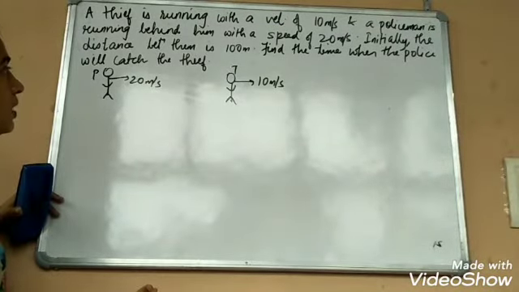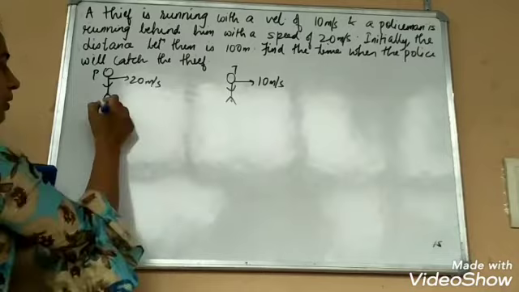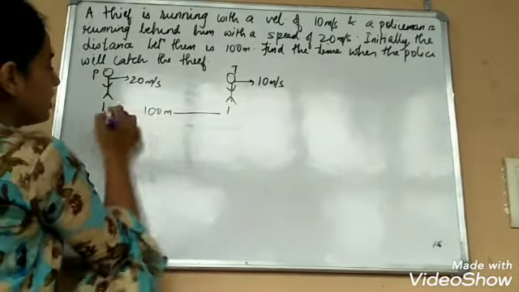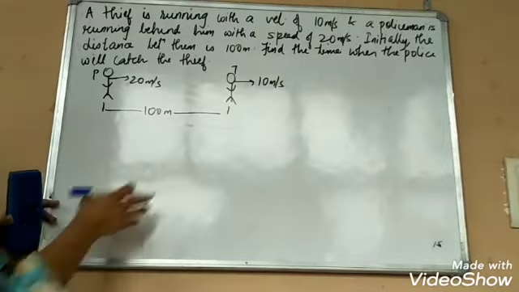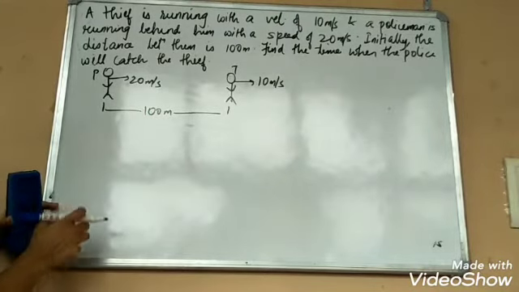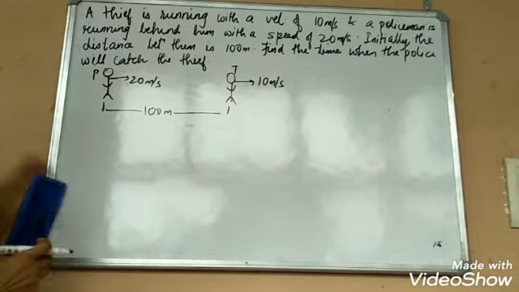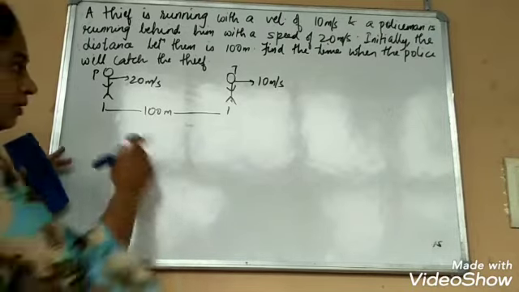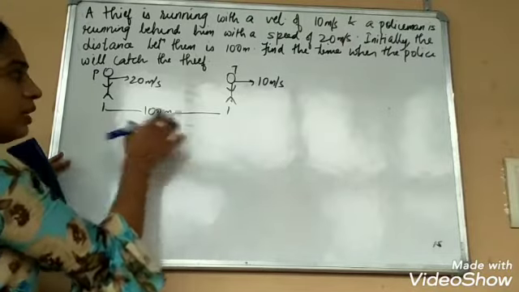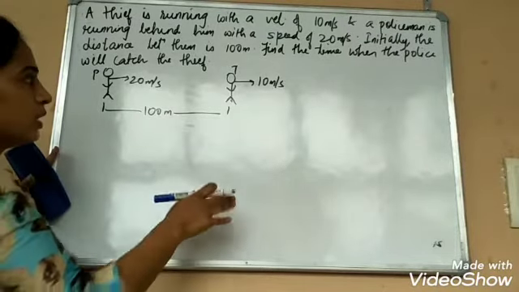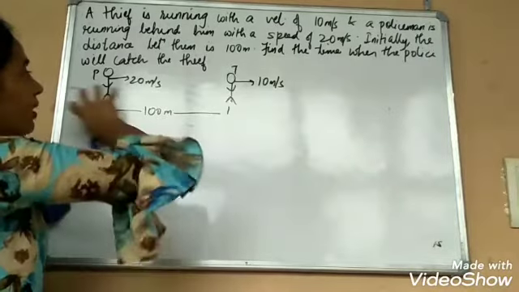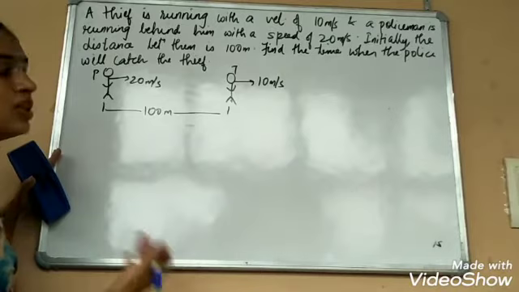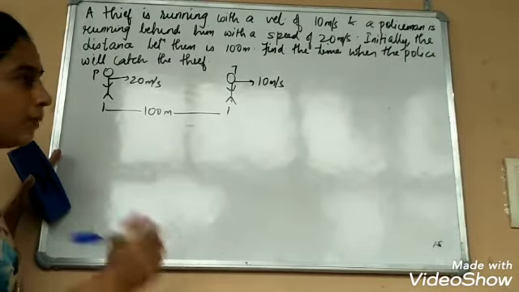Initially, the distance between them is 100 meter. Initially, that means at time t equals 0, the distance between them is 100 meter. Find the time when the police will catch the thief. So you have to find the time, where you start measuring the time from t equals 0. The thief is running, the policeman is running with these two speeds. Now you have to find the time when the police will catch the thief. After some time you will catch.